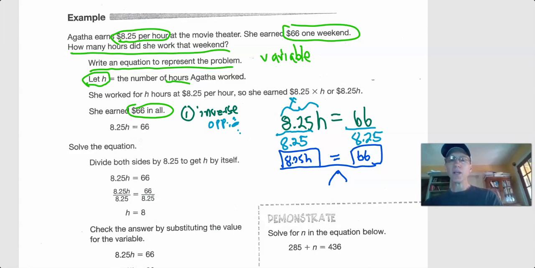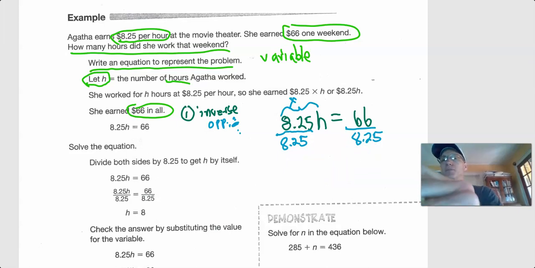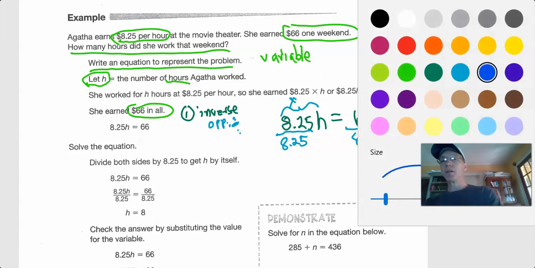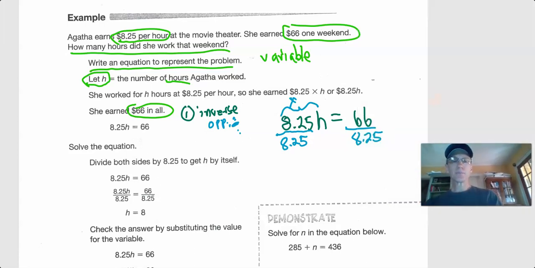So if you divide this side by 8.25, then the teeter-totter won't be even. So you just come over here and divide this side. That's all it means. Keep the teeter-totter the same. Keep it even. That's all we're doing. Don't make it complicated. So here's their example, and then we'll take a little look. They use the calculator over here.